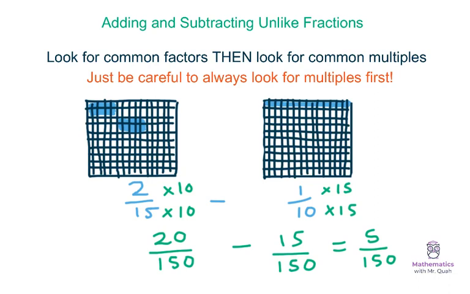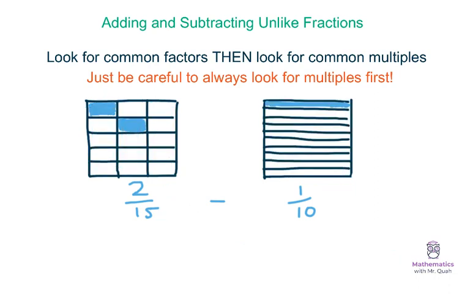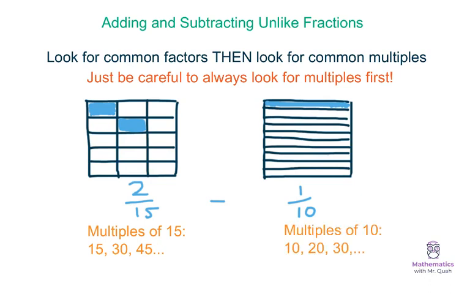This is not the most efficient way to do it, however, because what we should be doing instead is looking for multiples first. So looking at the multiples of 15, we have 15, 30, 45, and so on. And multiples of 10, we have 10, 20, 30, and so on. And straight away we can see very early on there's a matching multiple. The second multiple of 15 is 30 and the third multiple of 10 is 30.